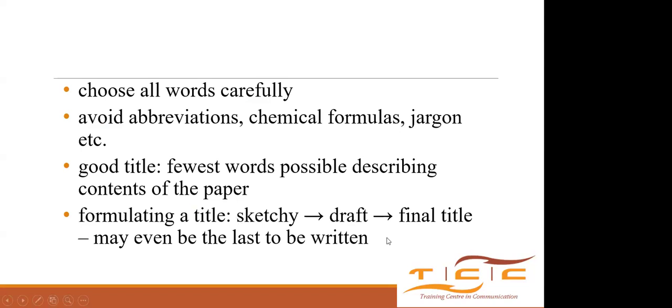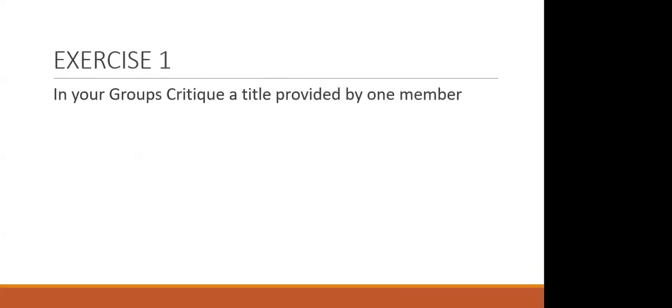Now, when you're formulating the title, most of the time, I would not tell you to kill yourself trying to have a perfect title at the beginning. So you could have what we call a working title, which could be a very sketchy one, and then you move on to try to make it a little bit of a better draft. Then you have a final title. It may even be the last to be written. So just have a working title. Don't struggle with having a perfect title at the beginning. Just have something to guide you and something to work with, and then you try to refine it until you finally get to a final one.